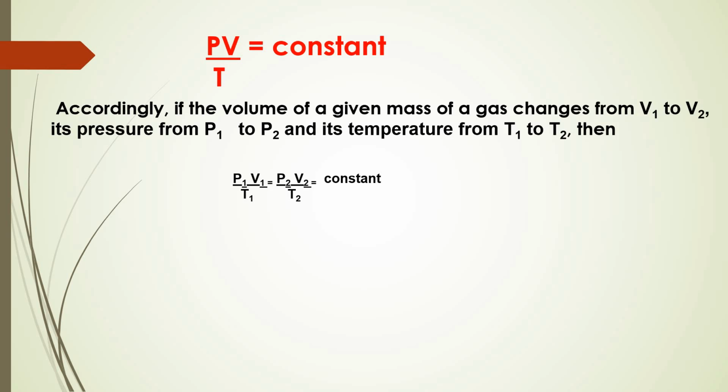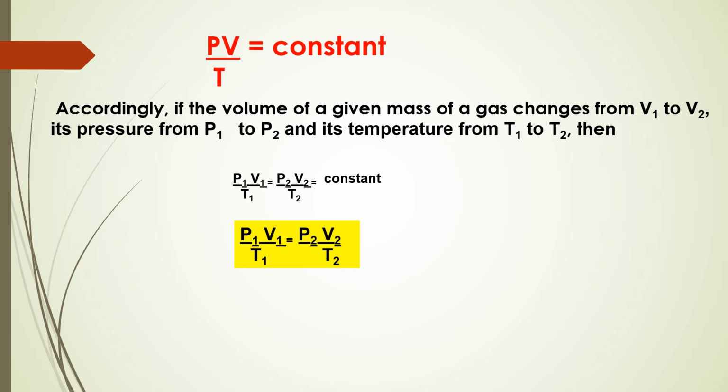The product of P1 V1 divided by T1 is equal to the product of P2 V2 divided by T2, which is a constant. So according to the gas equation, P1 V1 by T1 is equal to P2 V2 by T2, which is always a constant, and we can keep on continuing: P1 V1 by T1 equals P2 V2 by T2 equals P3 V3 by T3, or P4 V4 by T4.